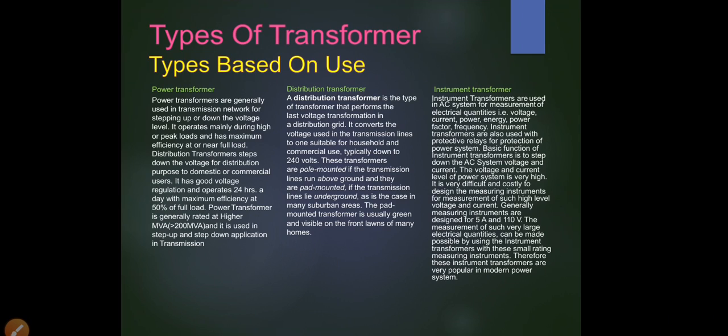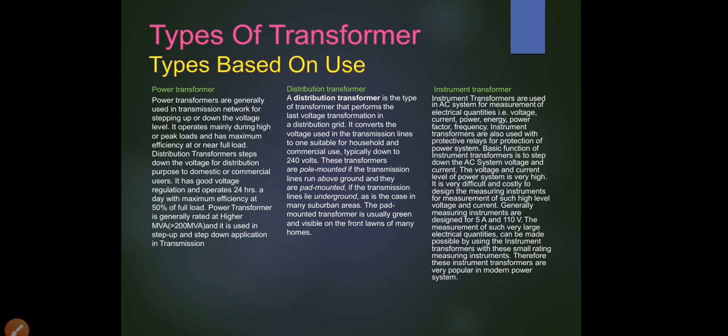Now we come to the types of transformer based on uses: the power transformer, distribution transformer, and instrument transformer. Power transformers are generally used in the transmission network for stepping up or stepping down voltages, and they operate mainly during high or peak loads, with maximum efficiency at or near full load. Generally for electronics and communication engineering, we take only power transformers. Here we always consider step down transformers because we use rectifiers, right?